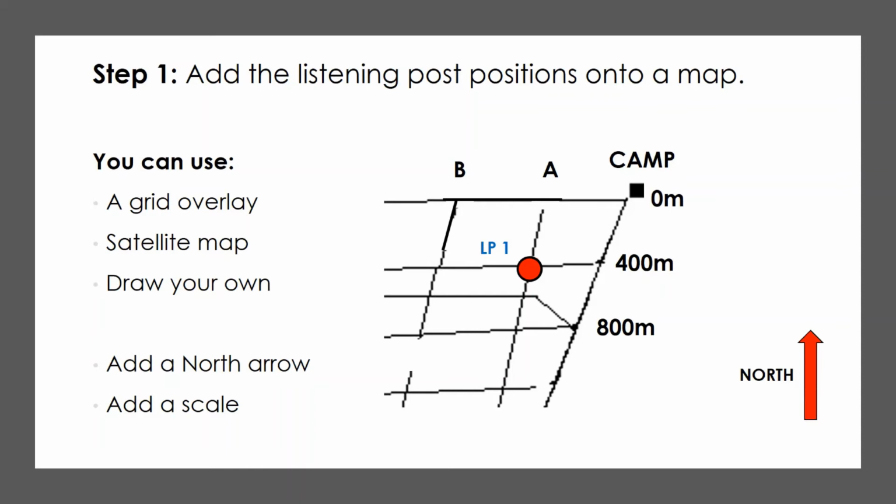So we're using a grid map here, but you could use satellite imagery, you could use Google Earth, and if you have GPS coordinates that you've taken on a handheld GPS device, you could easily import those into Google or ArcGIS or other mapping software, or you could just draw your own, which is normally what we do in the field. And a good map will always have a north arrow, like on the bottom right-hand side, and a scale. That's really crucial for this.